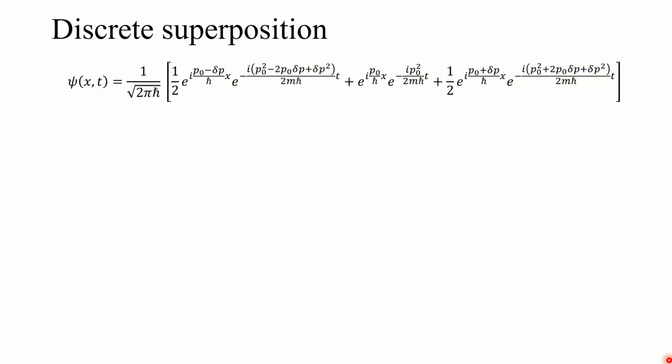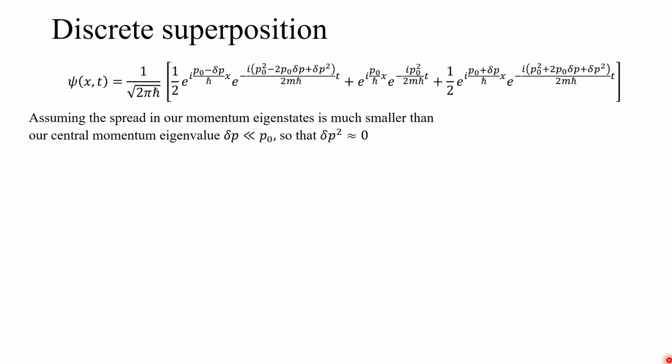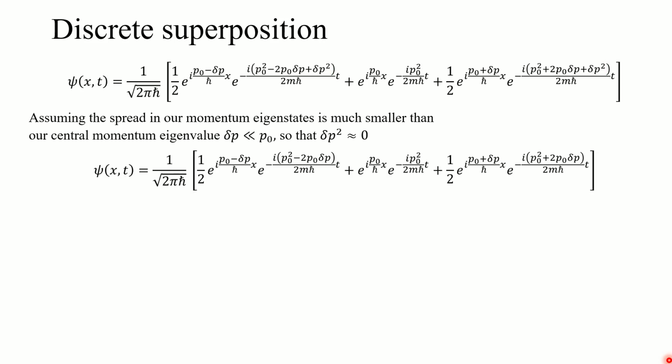One thing we're going to do here, just for the sake of this discussion, is assume that our central momentum eigenvalue p naught is much greater than how far the other two are shifted from that central momentum eigenvalue. And that's going to allow us to get rid of these two delta p squared terms, giving us our time-dependent wave function that looks like this, right?